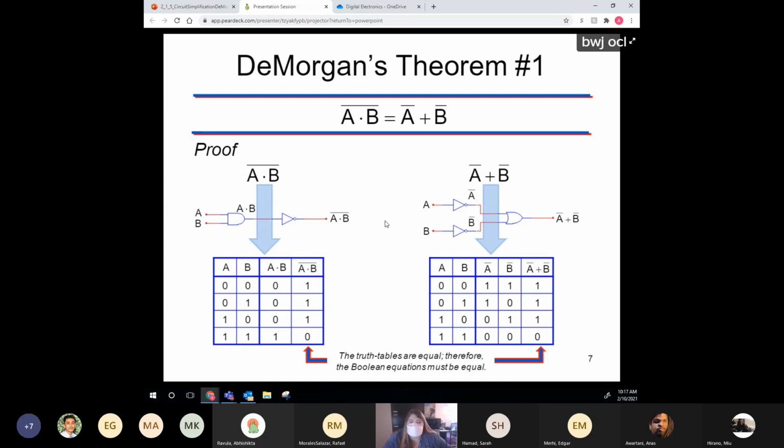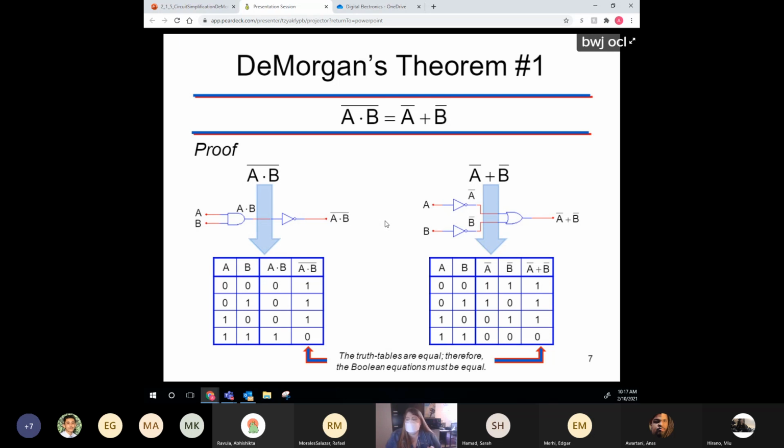Then he noticed that if you look at the circuit for not A plus not B, that means you're going to invert A, invert B, and then add them together with an OR gate. You're going to get the same output for that truth table. So you're going to get 1, 1, 1, 0. Because the truth tables are the same, that means that we can substitute one of the expressions in for the other.